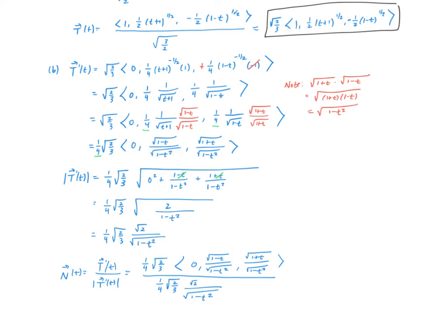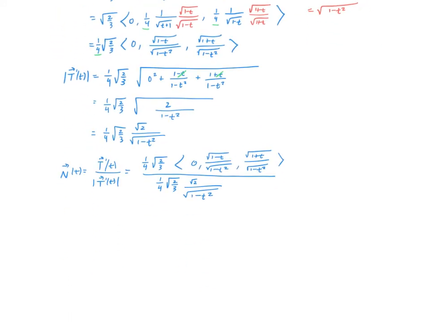And believe it or not, things are actually looking quite good at this point. So let's just cancel what we can cancel. So 1/4 square root 2 over 3, square root 2 over 3. Also, note that this square root of 1 minus t squared, which is the denominator in each case, can also be canceled. And what we are left with for this normal vector is a 1 over root 2, where that 1 over root 2 corresponds to the two circled quantities, multiplied by the vector 0, square root 1 minus t, square root 1 plus t. And this is our formula for the unit normal.